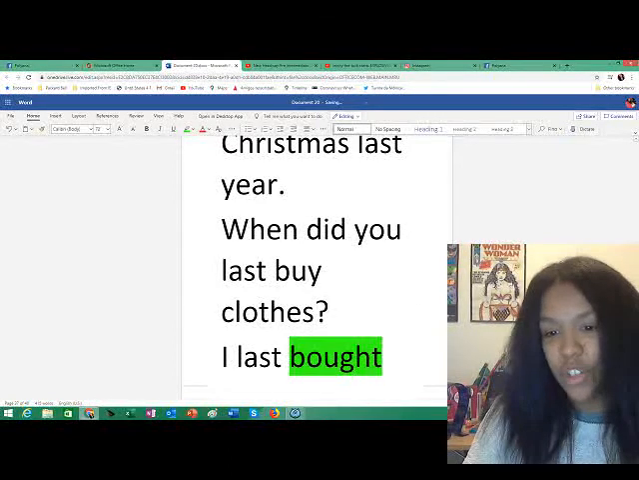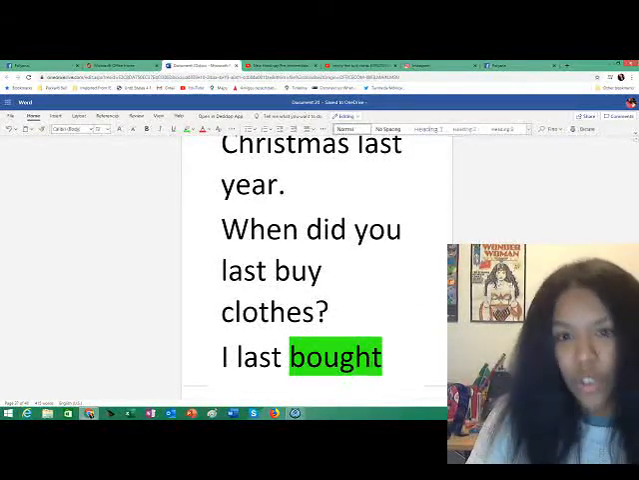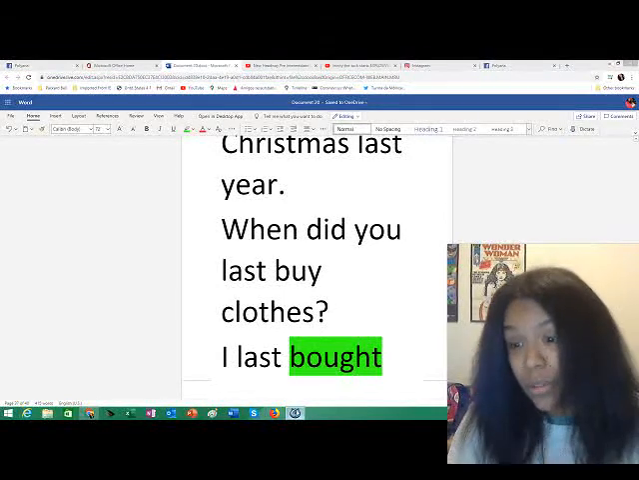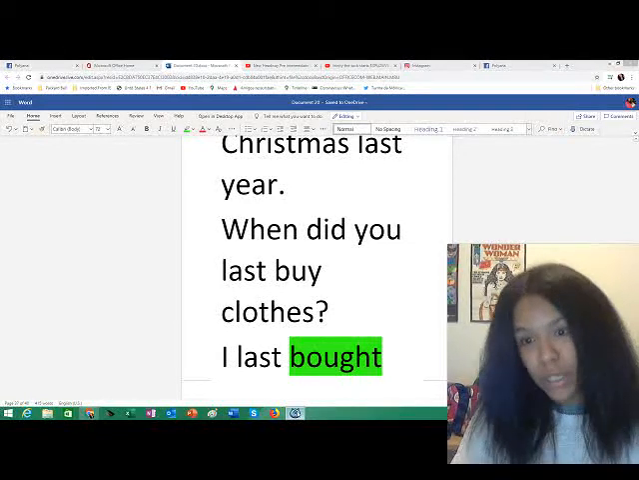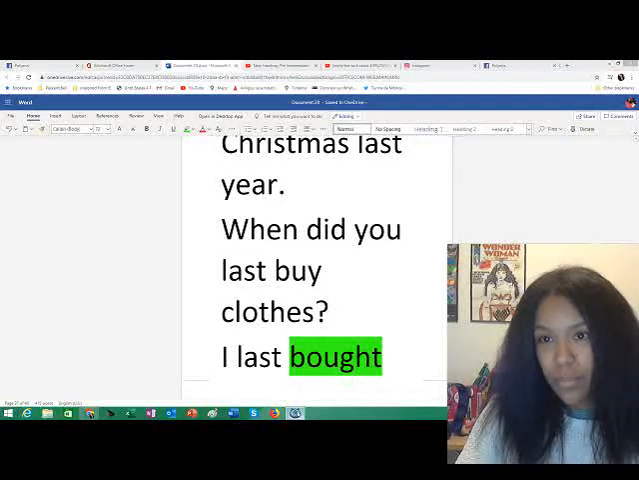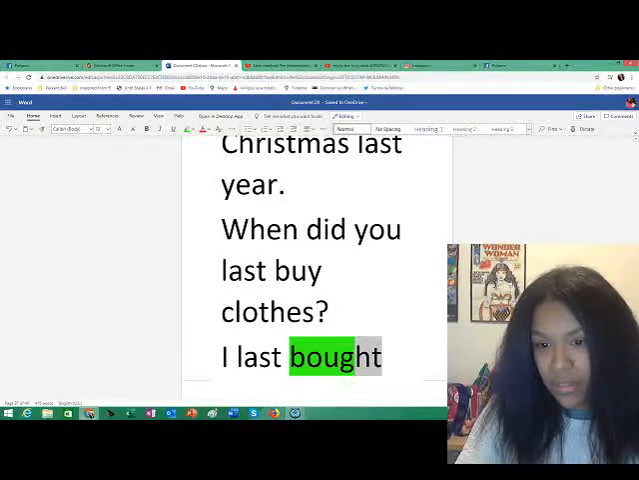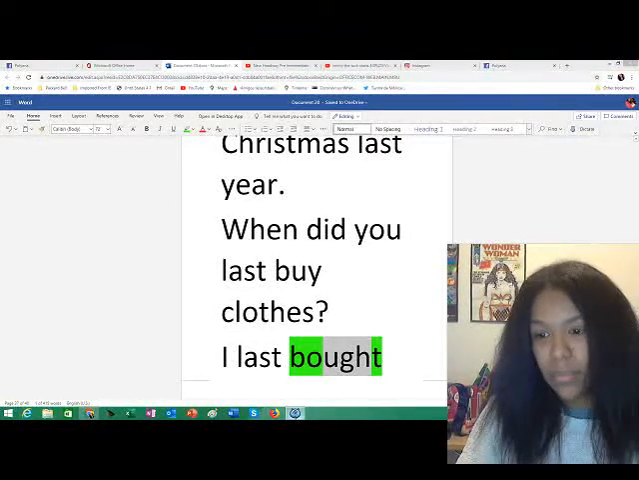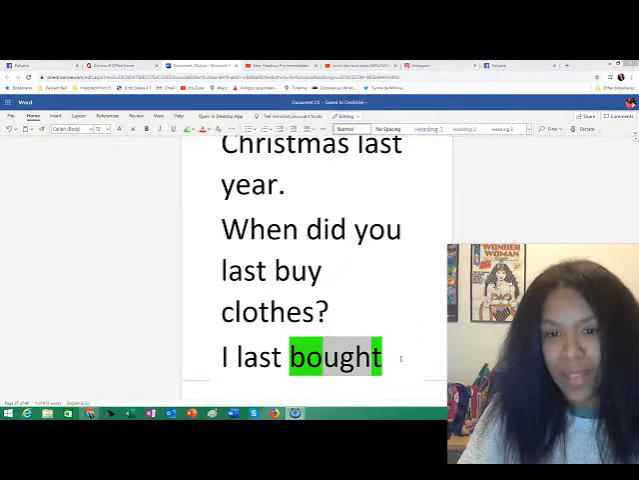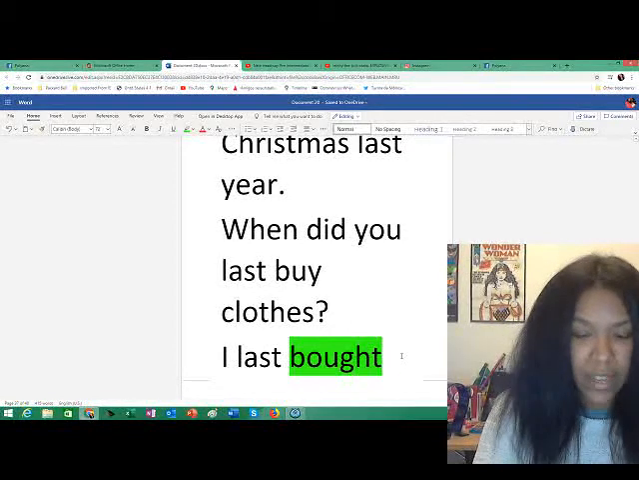I know there is a G, a U, a G, and an H, but don't worry about these letters because they're not pronounced at all. Bought. Buy, bought, bought. Don't pronounce these letters. Just think of the B, A, T, bought. Bought. I last bought clothes, I don't even know.